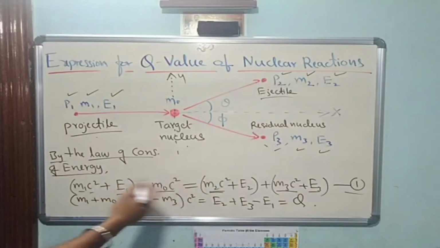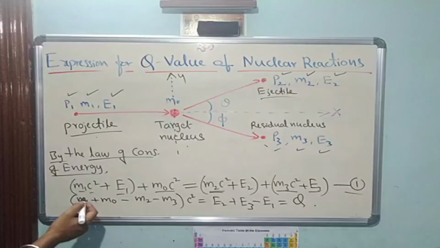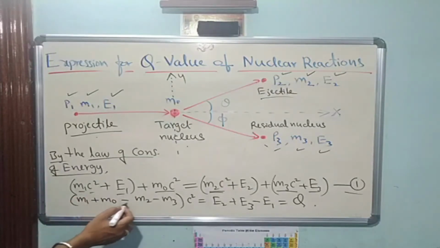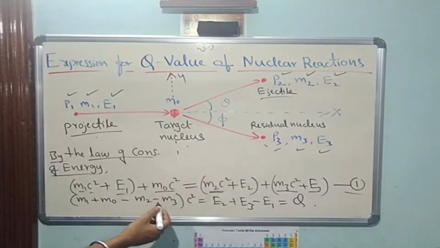Now just rearrange the equation here for simplification of Q. So consider the masses m1 plus m2. You take this m2 on the left hand side, and m3 also on the left hand side. In all the terms c square is common. So (m1 plus m2 minus m2 minus m3) into c square, with c square as common.